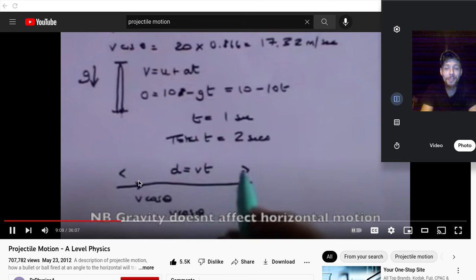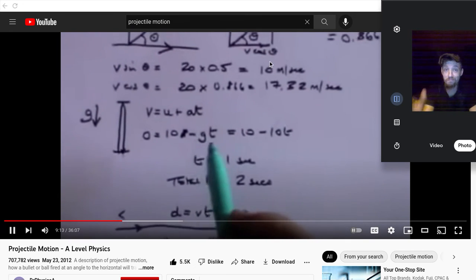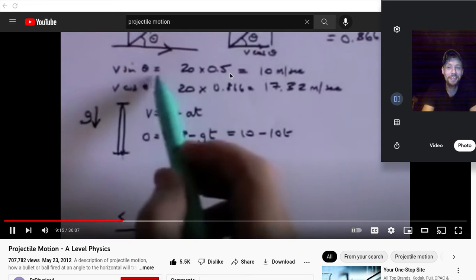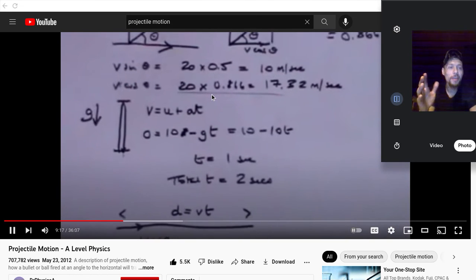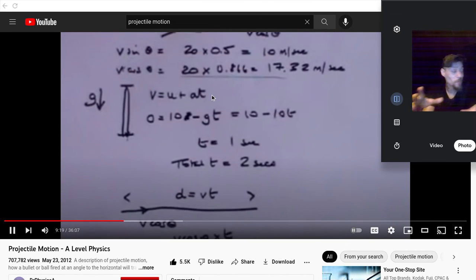We've got the time, t, which is 2 seconds. We put it here. Now we've worked out what the cosine theta was. It's 17.32.